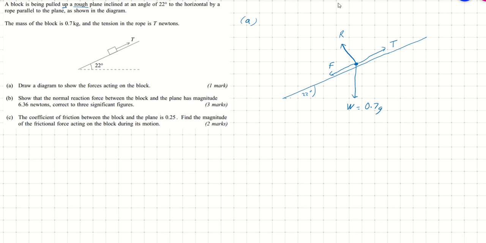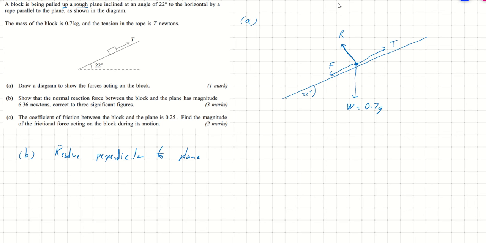Okay, let's have a look at part B. Show that the normal reaction has magnitude 6.36. To do this, we're going to resolve forces perpendicular to the plane. Because the block isn't sinking through the plane or flying off, that means forces perpendicular to the plane will be balanced. Well, what do we have?